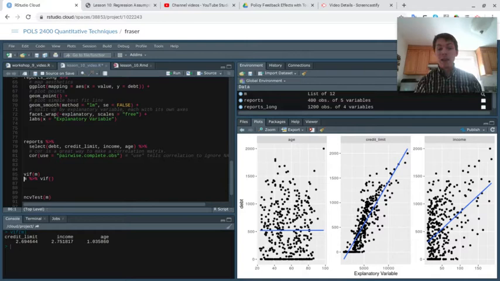Let's say that I was deeply concerned about income. Because it's 2.75, don't worry about it. That's a very good value for VIF. But if we were concerned, we could take that predictor out. And that would take care of the multicollinearity problem. Okay, so that's how we deal with multicollinearity.